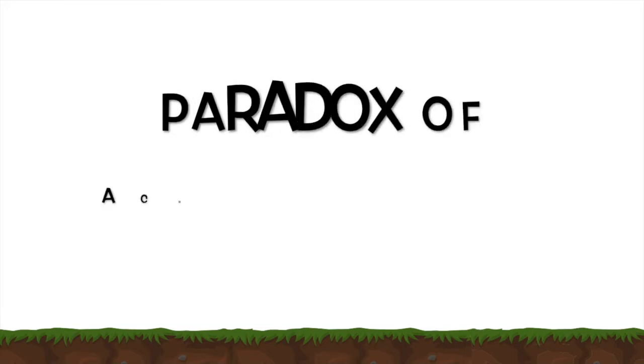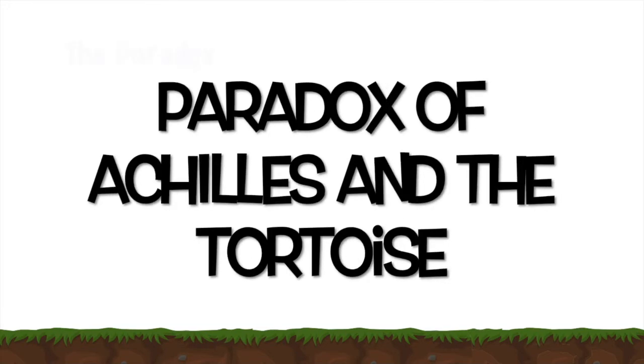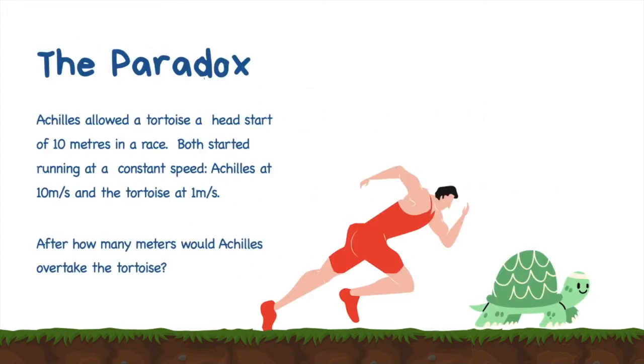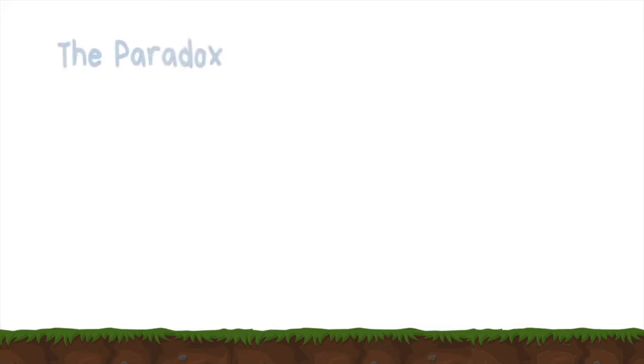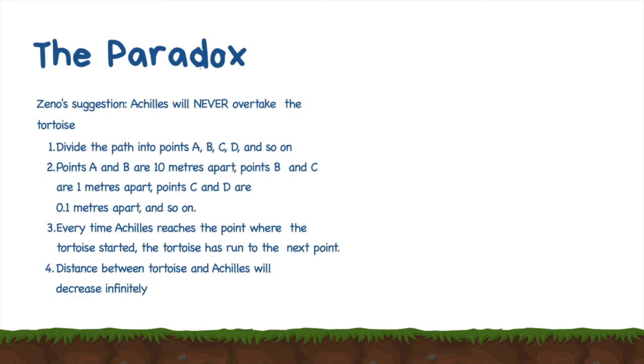This paradox is also known as the paradox of Achilles and the tortoise. So, Achilles allowed a tortoise a head start of 10 meters in a race. Both started running at a constant speed, Achilles at 10 meters per second and the tortoise at 1 meter per second. After how many meters would Achilles take over the tortoise? Zeno suggested that it would be impossible for Achilles to take over the tortoise.